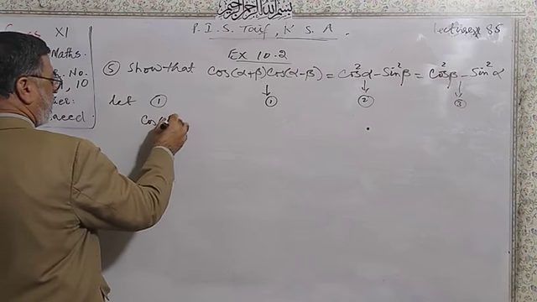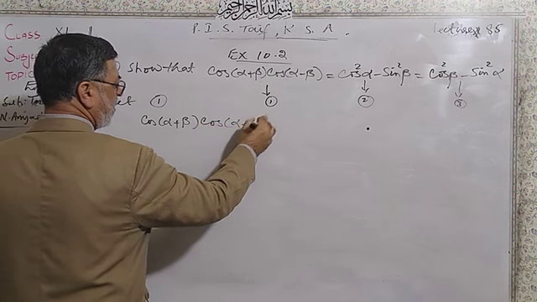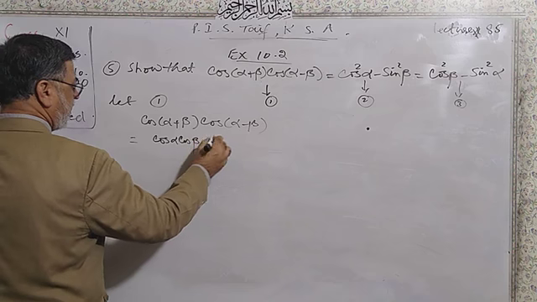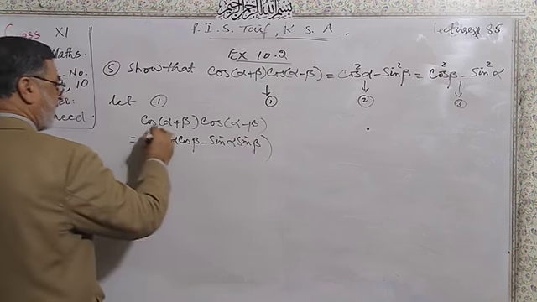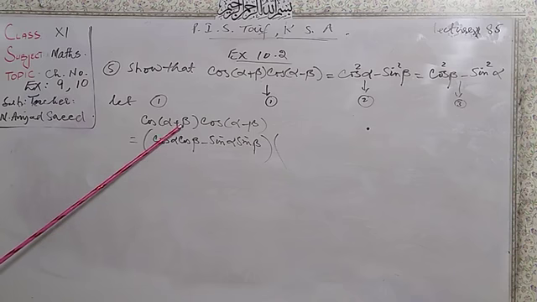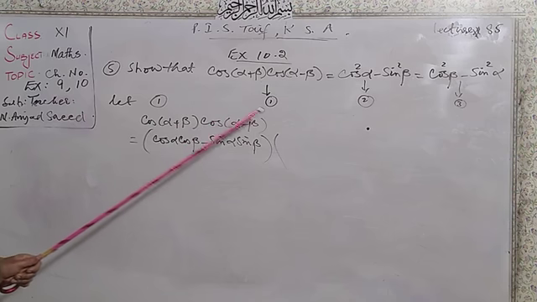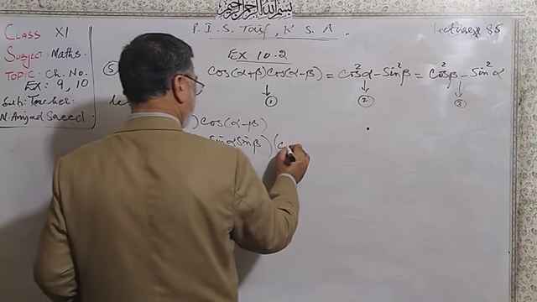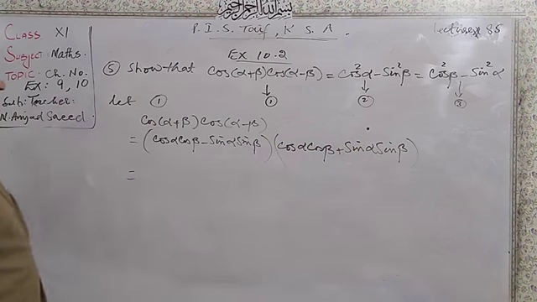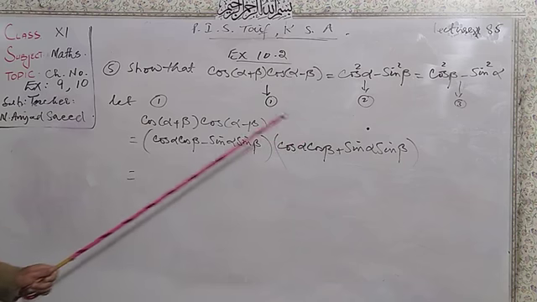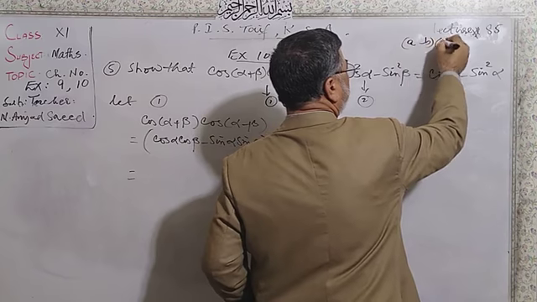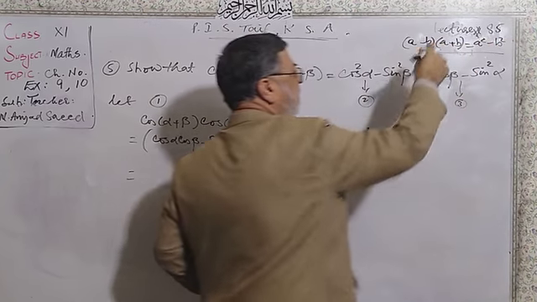Let 1 be cos of alpha plus beta times cos of alpha minus beta. Apply the formula. Cos of alpha plus beta will be cos alpha cos beta minus sin alpha sin beta. Remember that in case of cos, the sign will be different. If it is positive, then by opening this formula you will get negative here. And here it is negative, so by opening the formula you will get a positive sign: cos alpha cos beta plus sin alpha sin beta. Same terms with negative and positive sign, you will apply the formula a minus b times a plus b, that is a square minus b square.